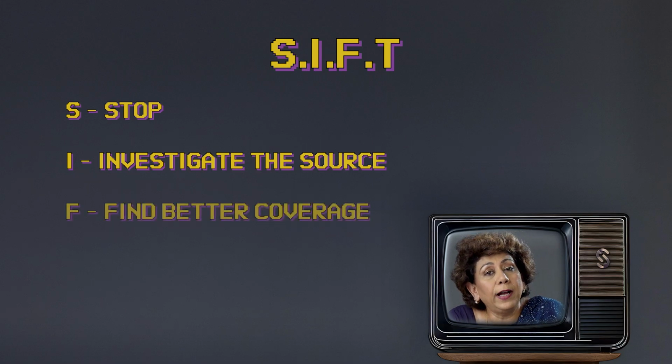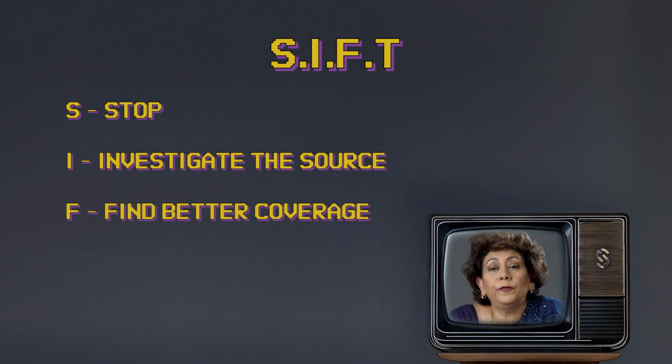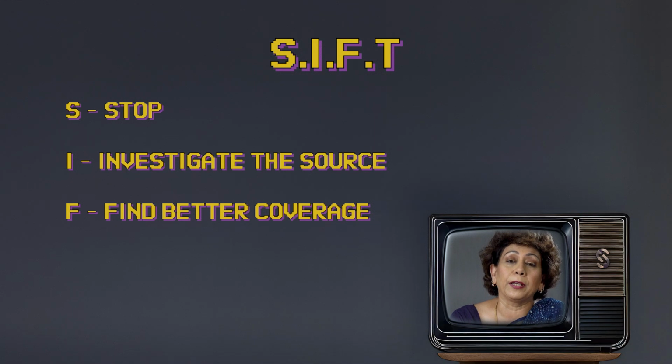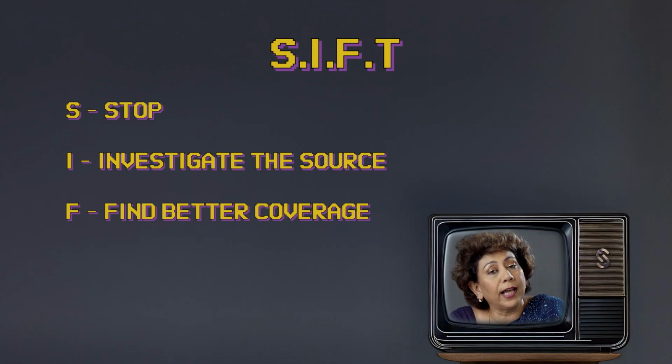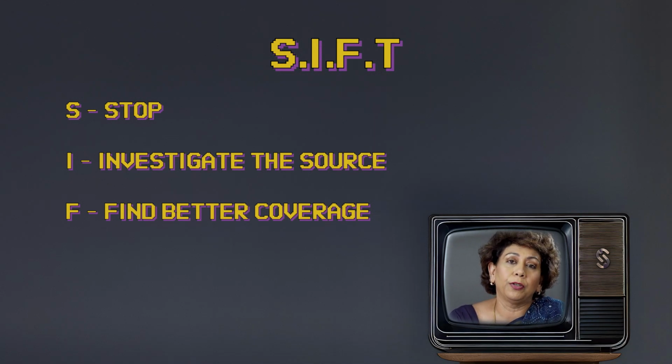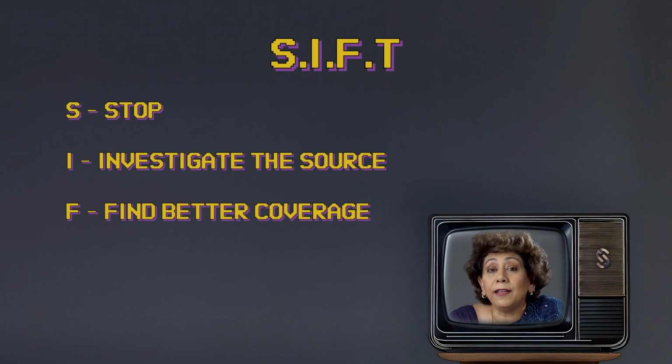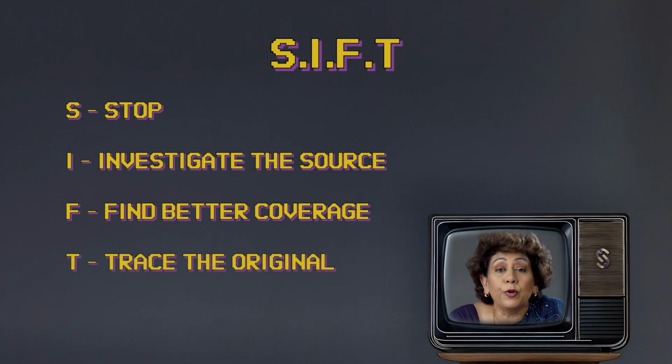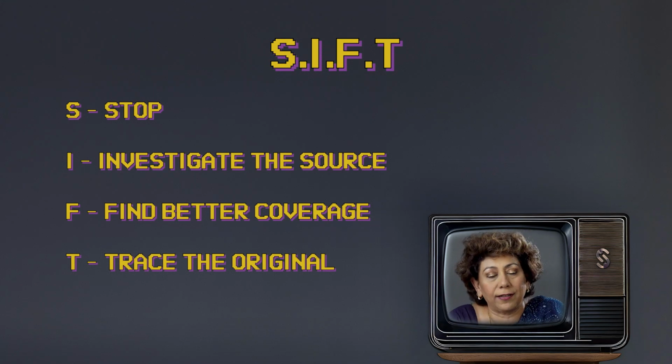F is for find better coverage. Look for other sources that cover the same topic. Reliable information is like a well-reviewed restaurant. Multiple sources will vouch for it. And T, finally, is for trace the original content. Trace back to the original source to see the context. It's like following a recipe step by step to ensure that you're making it right.